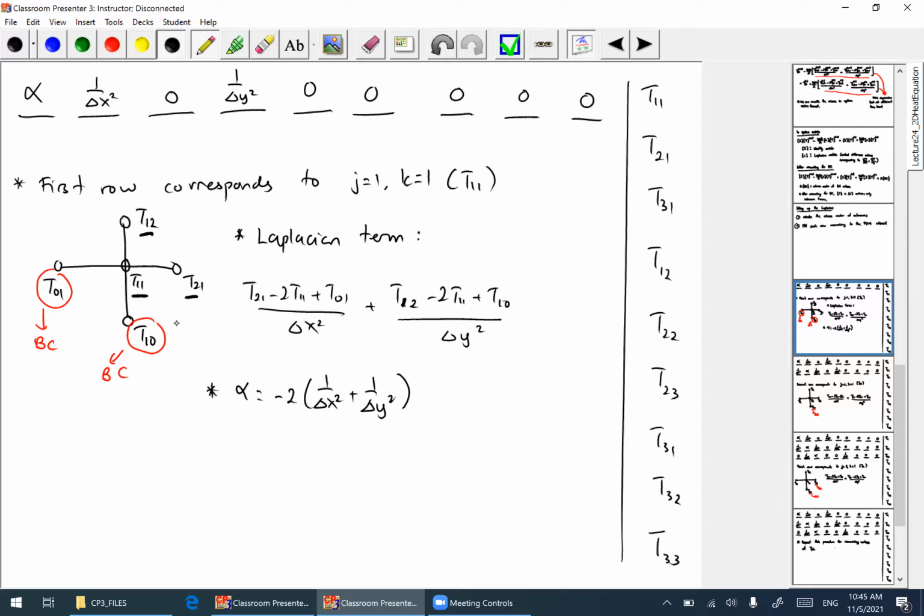If you write your matrix like this, then it becomes easy for you to say that, okay, T11 is basically my first point, so the coefficient is basically alpha. T21 is basically my second point, so the coefficient is 1 over delta x squared, we have it here. And then you have T31, which is not there, so it becomes 0. So mathematically, when you do it like this, you can see it.